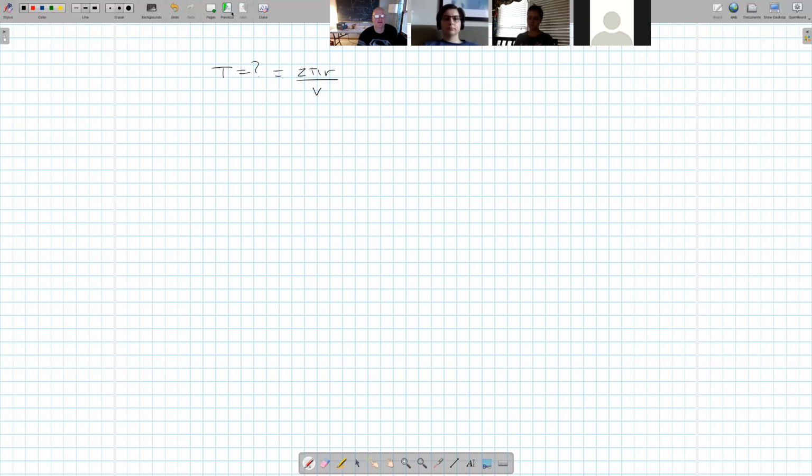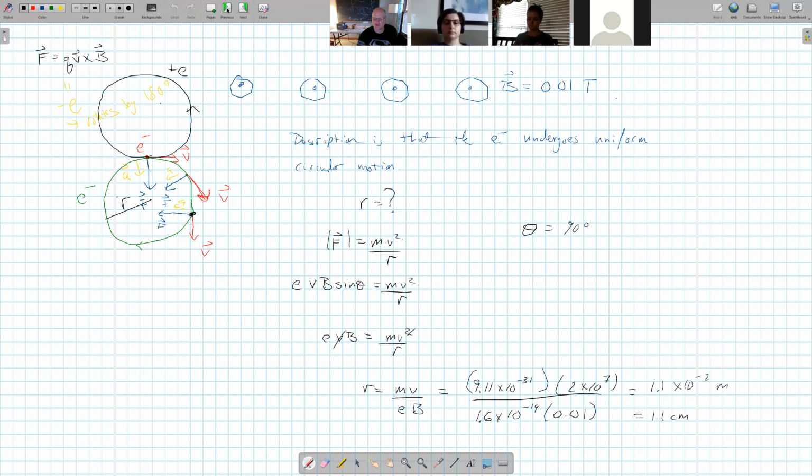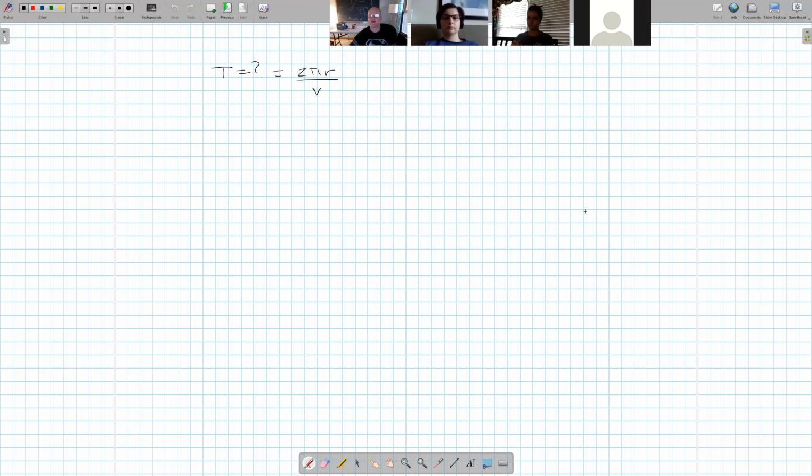So let's use that radius from the other page. Sorry, let's go back. So it said that the radius was equal to mv over eb. So let's use that r is equal to mv over eb. We're going to just call that q for now. So this is then going to be equal to what? 2 pi times m times v over v times qb. So the v's are going to cancel. So this is now going to become 2 pi m over qb.